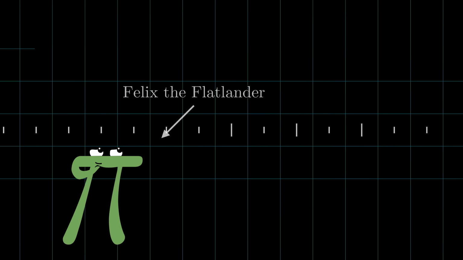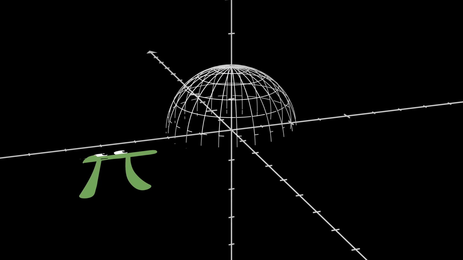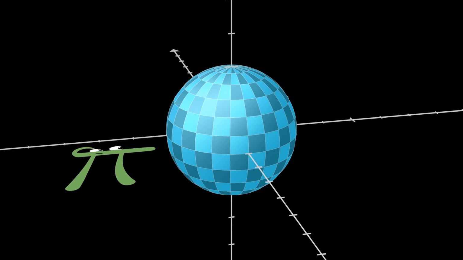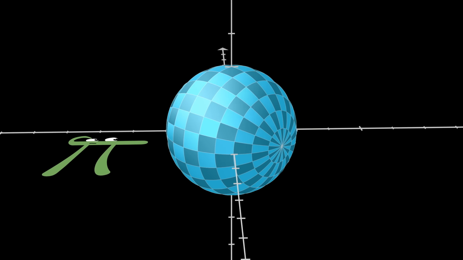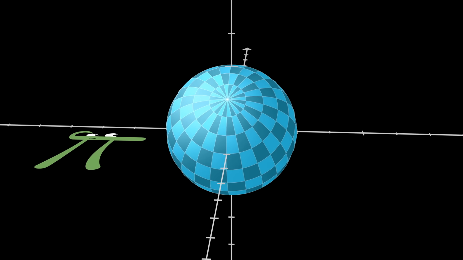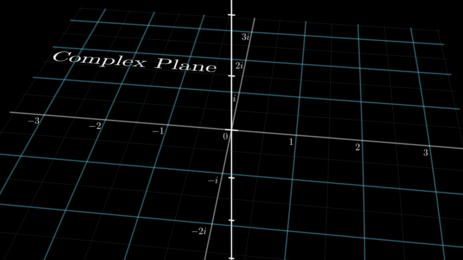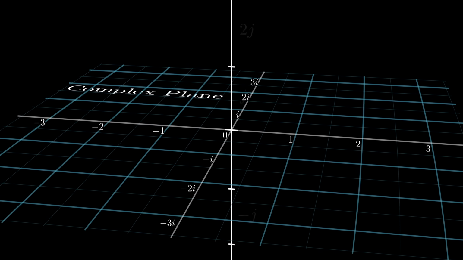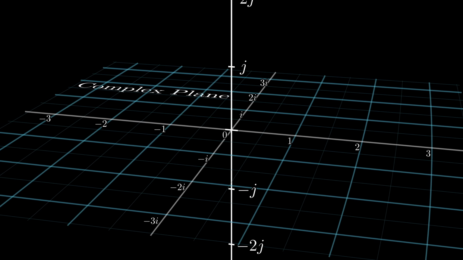Next, let's introduce Felix the Flatlander, who only understands two-dimensional geometry. Imagine trying to explain rotations of a sphere to Felix. In the spirit of transitioning from complex numbers to quaternions, let's extend the complex numbers, with their horizontal axis of real numbers and vertical axis of imaginary numbers, with a third axis, defined by some newly invented constant, j, sitting 1 unit away from 0, perpendicular to the complex plane.